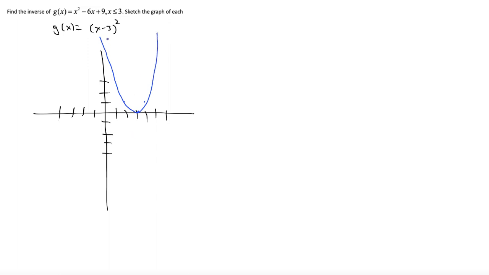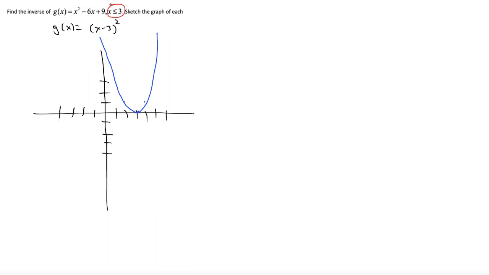When you're looking at this and say, okay, it's a function, it passes the vertical line test. However, it does not pass the horizontal line test, right? There are points on the graph that have the same y value. So across the whole domain here, it will not have an inverse. But here's the key. This is the key. X less than or equal to 3, what does that mean?